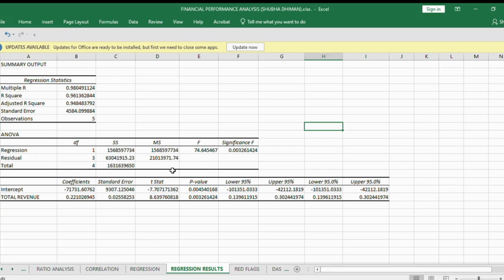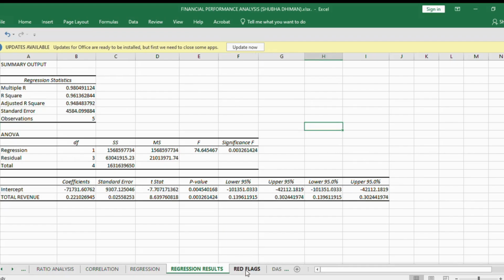My R square is 0.96, which means 96% of the profit changes are explained by revenue growth, making this a very reliable model. The significance F is very low, 0.03, confirming that these results are statistically significant and not just due to random chance.